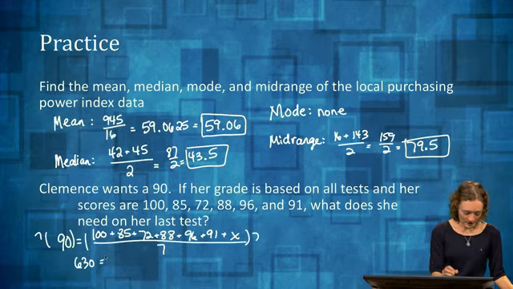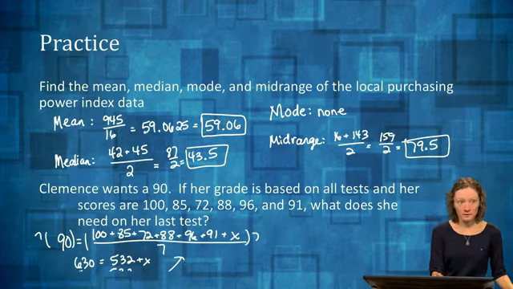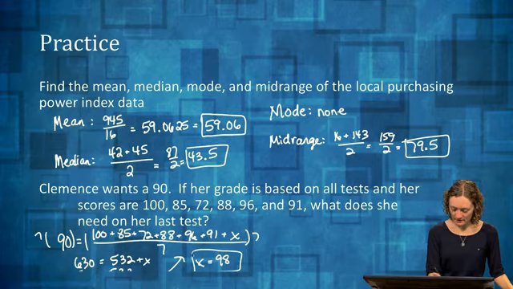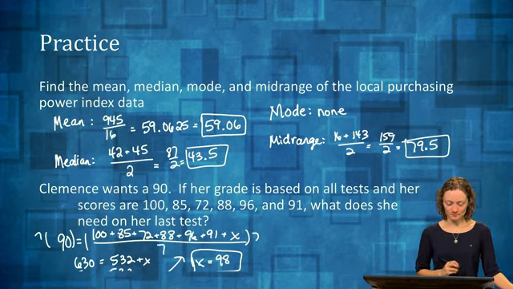We have 630. I'm going to go ahead and add them all up. We get 532 plus x. And when we solve here, we get x equals 98. So Clémence can do it, but it will be very difficult for her. Maybe not. She's gotten some pretty good test scores, though.